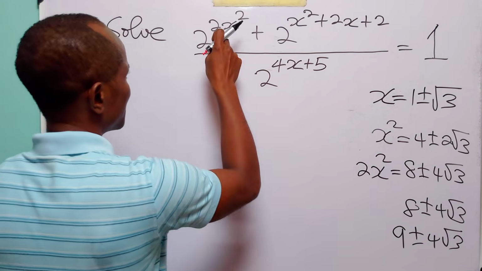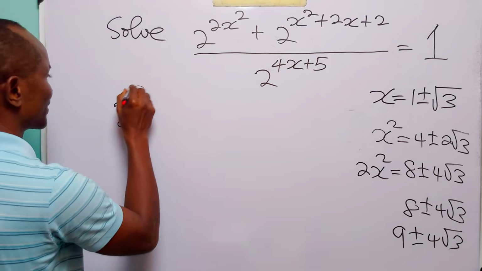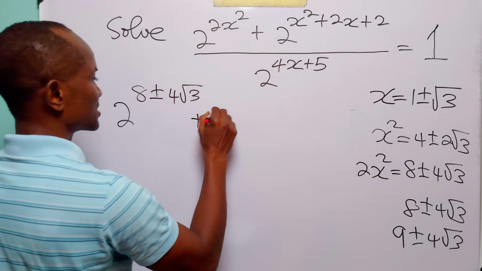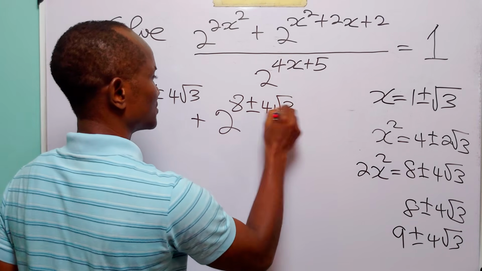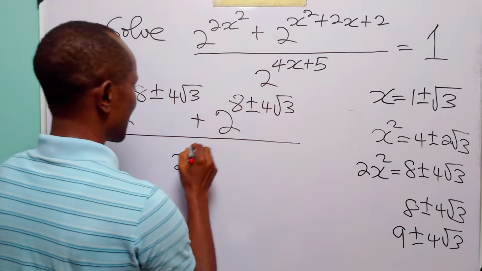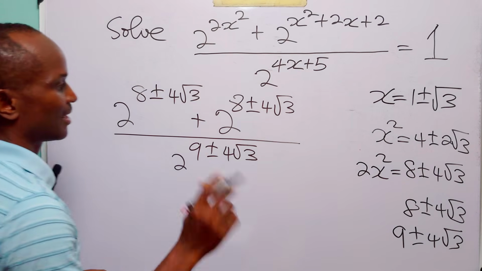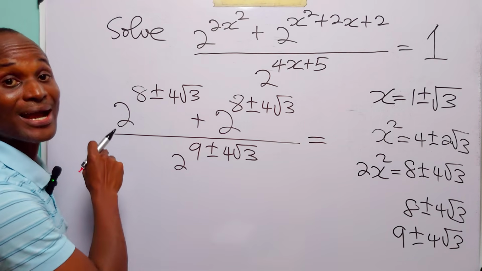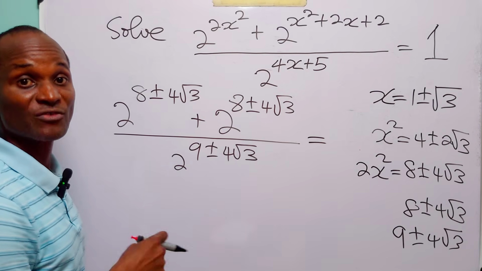So now we can substitute. Here we have 2 to the power 8 plus or minus 4 root 3 plus 2 to the power 8 plus or minus 4 root 3, divided by 2 to the power 9 plus or minus 4 root 3. We see what this gives us. Now you can see that we have 2 to the power 8 plus or minus 4 root 3, and here we also have 2 to the power 8 plus or minus 4 root 3.